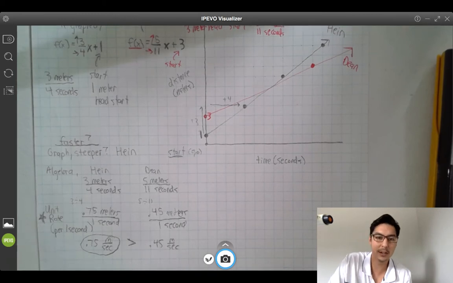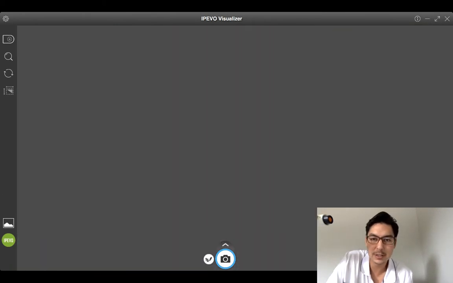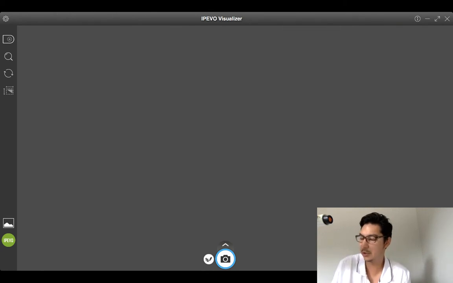And I think that's all you need for this lesson. So we talked about the head start, and their slope represents their speed. Maybe you can do one more example to make sure you get this. I'm looking at the problems right now that you have to do.